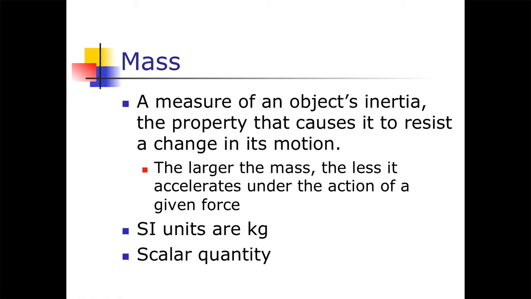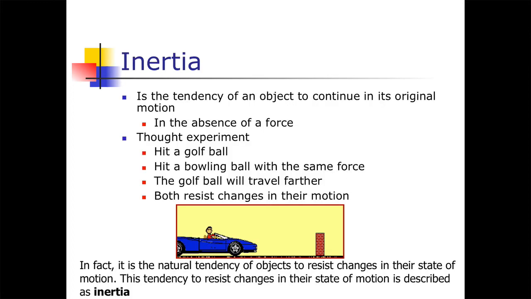Mass is the measure of inertia of an object, and it's a scalar quantity. Its SI unit is kilogram. Force is a vector quantity and its SI unit is Newton. We'll come to that one a bit later.